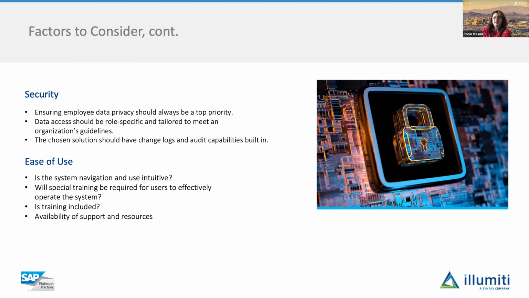And I would be remiss if I didn't talk about security. Data privacy should be of utmost priority in your selection process because you want to have a safe and secure solution that protects your employees' sensitive data. Data access should only be granted to those who need it in order to perform their job. And the system should have the ability to restrict data access based on role. So for example, a manager and a person in HR will have very different needs for the types of data that they'll need to view and edit. And the system should be able to accommodate for this easily.